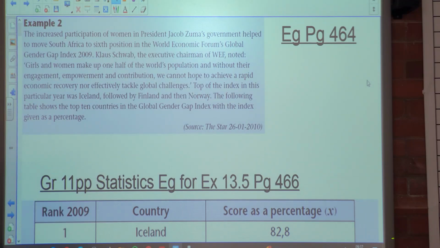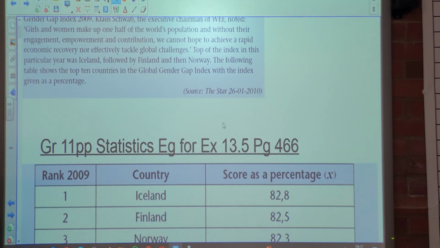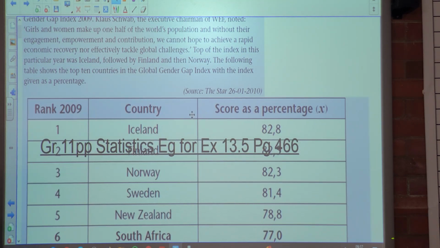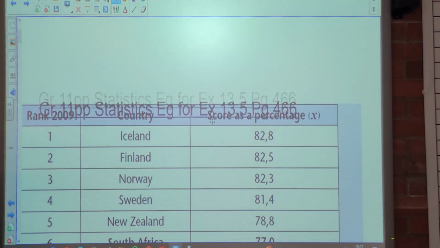Okay, this person here, the executive chairman of WEF, the World Economic Forum, noted, girls and women make up 1/2 of the world's population, and without their engagement, empowerment, and contribution, we cannot hope to achieve a rapid economic recovery. So that's our story there, and this came from the Star newspaper of the 6th of January 2010. Here we've got the countries involved.